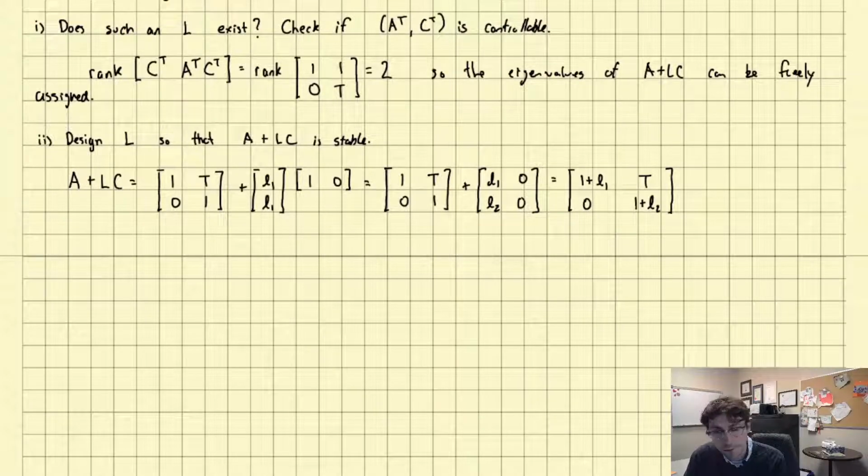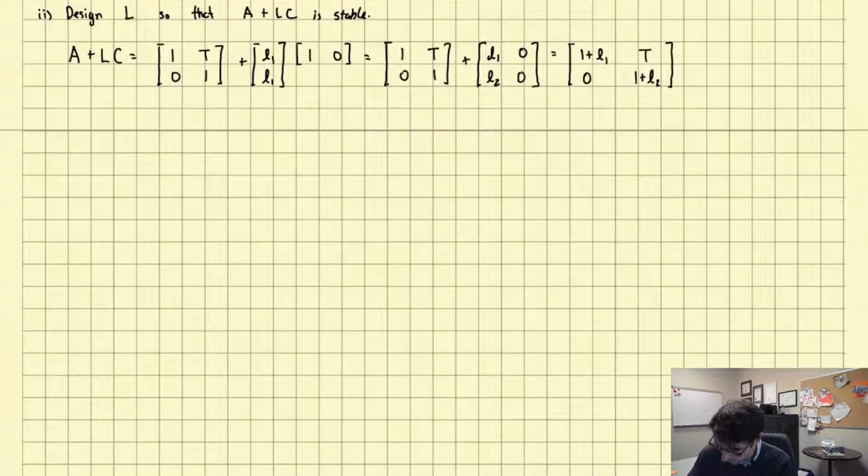And the easiest way to do this, or the principled way to do this, is to pick desired eigenvalues for this matrix and then solve for the corresponding gains, l1 and l2. So the eigenvalues of this matrix are the roots of this polynomial.